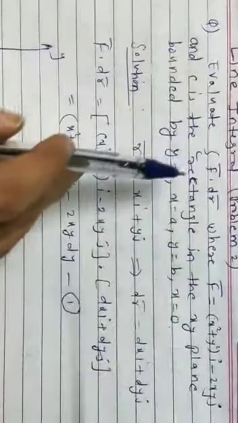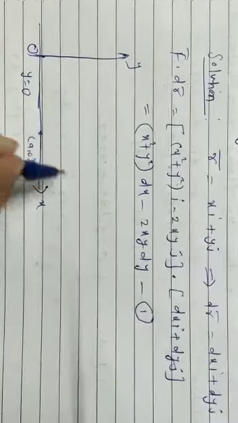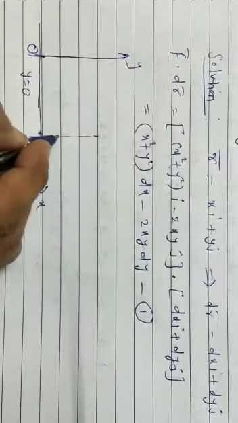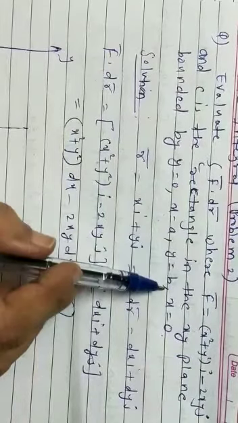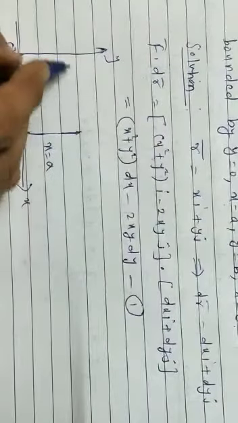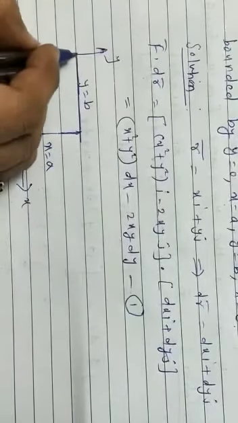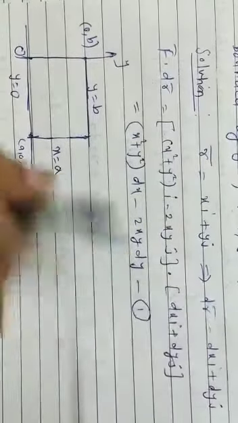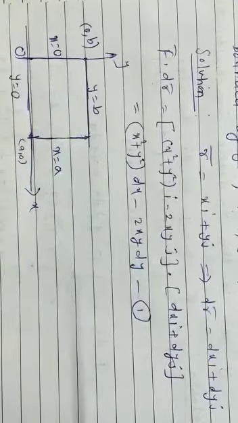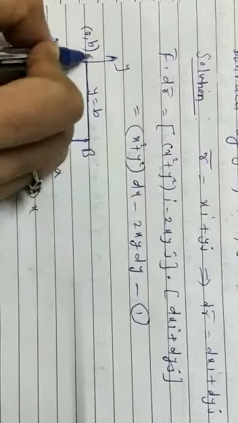Then the next is x is equal to a. X is equal to a is a line parallel to y-axis. So for example, suppose this point is a comma 0. Then this will be your line x is equal to a. Then next one, see y is equal to b. Y is equal to b is a line parallel to x-axis, right? This is y is equal to b and definitely this point will be 0 comma b, correct? Then x is equal to 0. X is equal to 0 is your y-axis. So name these points. This is point A, this is point B and this is point C.